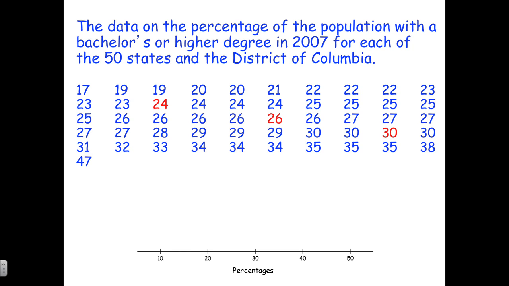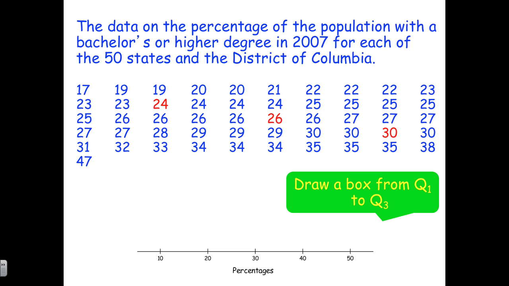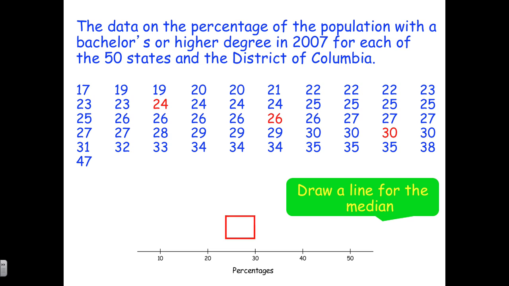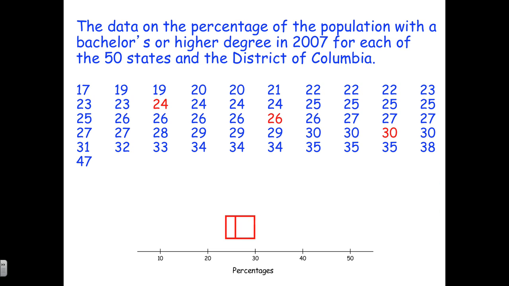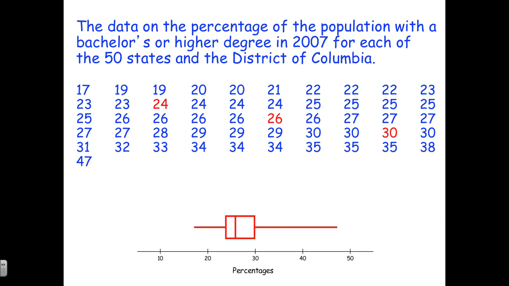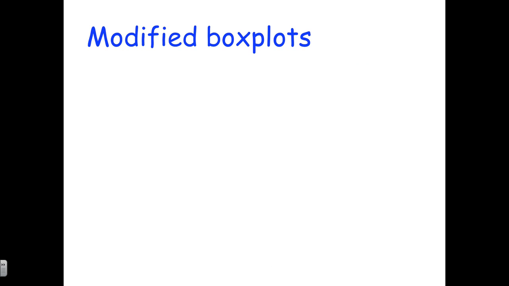All right, so you've got your 5-number summary. You set up your scale. It's going from 17 to 47, so it would make sense that your scale, labeled percentages, would go from 10 to 50. Draw your box from Q1 to Q3. Draw your line for the median. Draw your lines for your whiskers from the min to Q1, from Q3 to the max. And you're done.